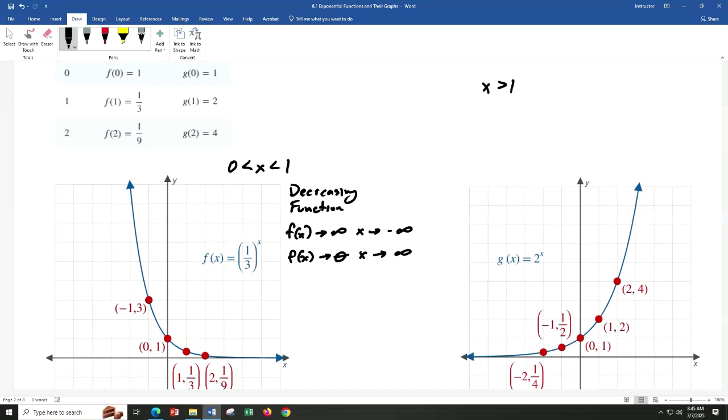Notice on this one, once again, you have a domain of all real numbers. You would also still have the same range of 0 to infinity again. But notice how things have changed on this one. When you have f of x, as f of x approaches infinity, x approaches infinity. As f of x approaches 0, x approaches negative infinity.